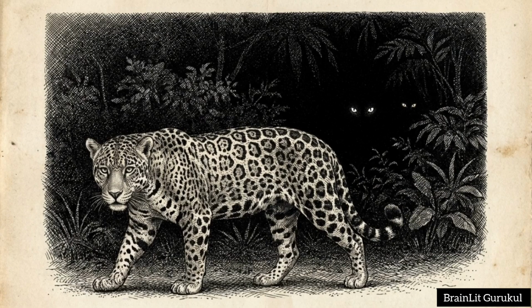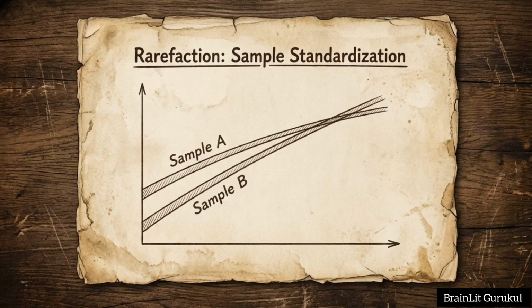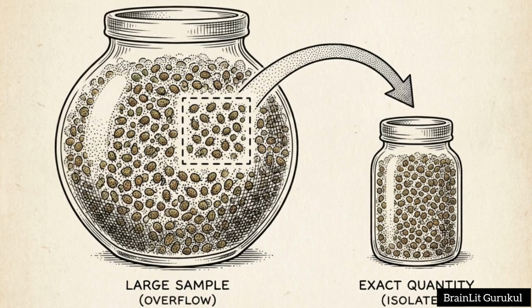Observed data is rarely the complete reality. In most field studies, undetected species are present but remain uncounted. To compare sites fairly, ecologists use rarefaction. This process mathematically subsamples a larger dataset down to the size of a smaller one, ensuring two different environments are evaluated on the same scale.